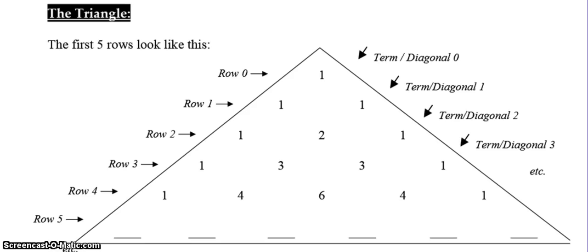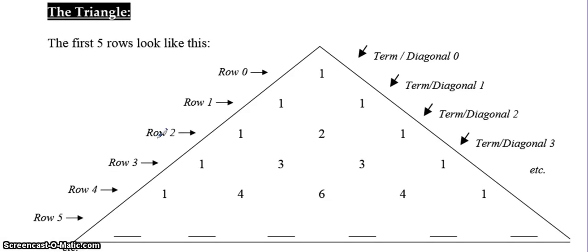So to start with, this is Pascal's Triangle. It's made up of a series of rows and diagonals. The first row is actually called row 0. The second row is actually called row 1. Then you have row 2, row 3, row 4. The first diagonal is called diagonal 0, or term 0. Diagonal 1, diagonal 2, diagonal 3, this would be diagonal 4.